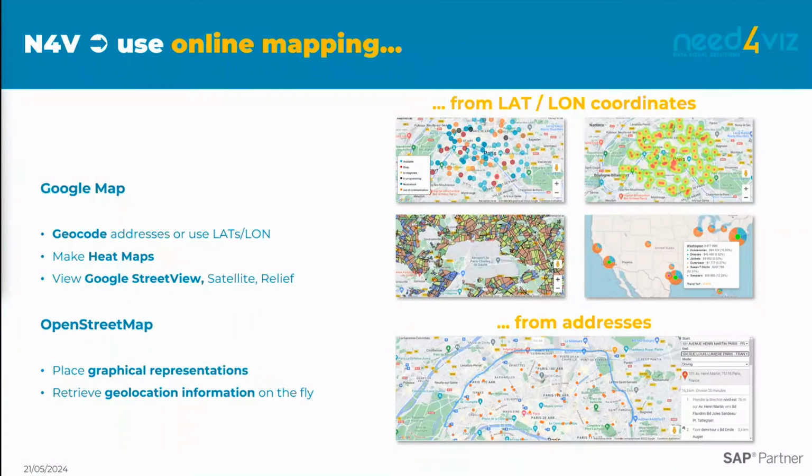Also, we give you the ability to utilize online mapping. You can utilize both Google Maps and OpenStreetMaps. With Google Maps, of course, you can use your data to be pulled up through geocoded addresses or lat and longitude coordinates, and also to be able to make heat maps. And through OpenStreetMaps, you have the ability to place graphical representations and retrieve geolocation information on the fly.